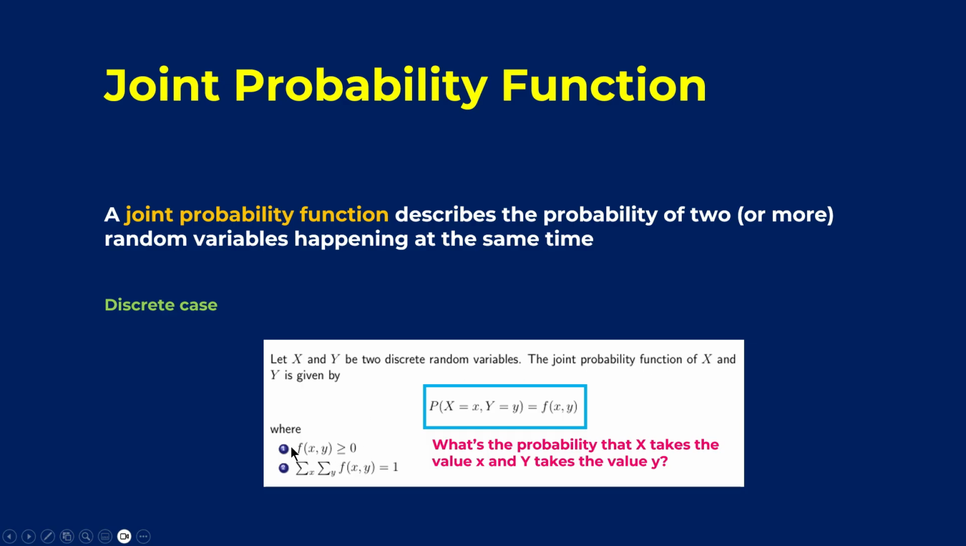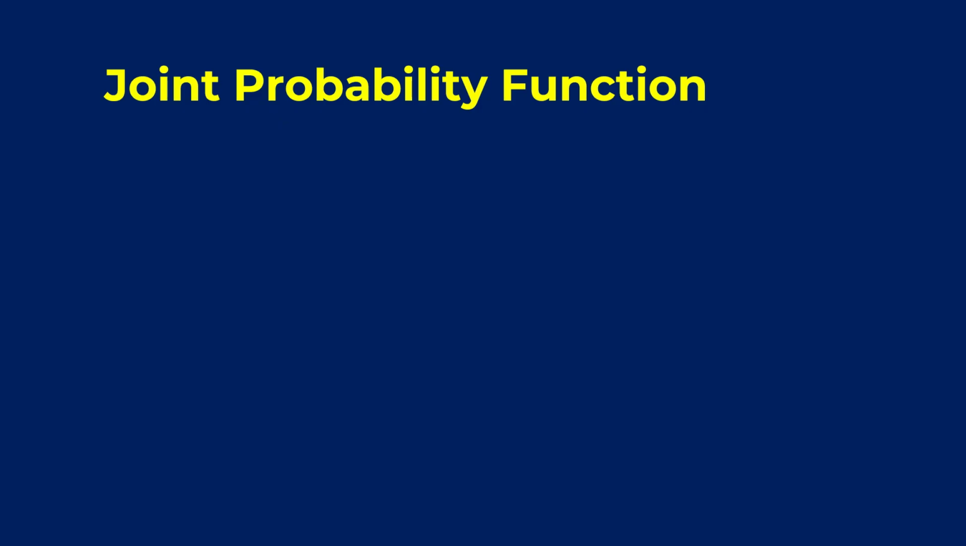Number one, the value of this function for all values of x and y must be greater than or equal to 0. And the number two condition is that the value of this function when summed over all values of x and y must be equal to 1. So these are the two conditions that this joint probability function, or the joint probability mass function, should satisfy. Let's look at an example.